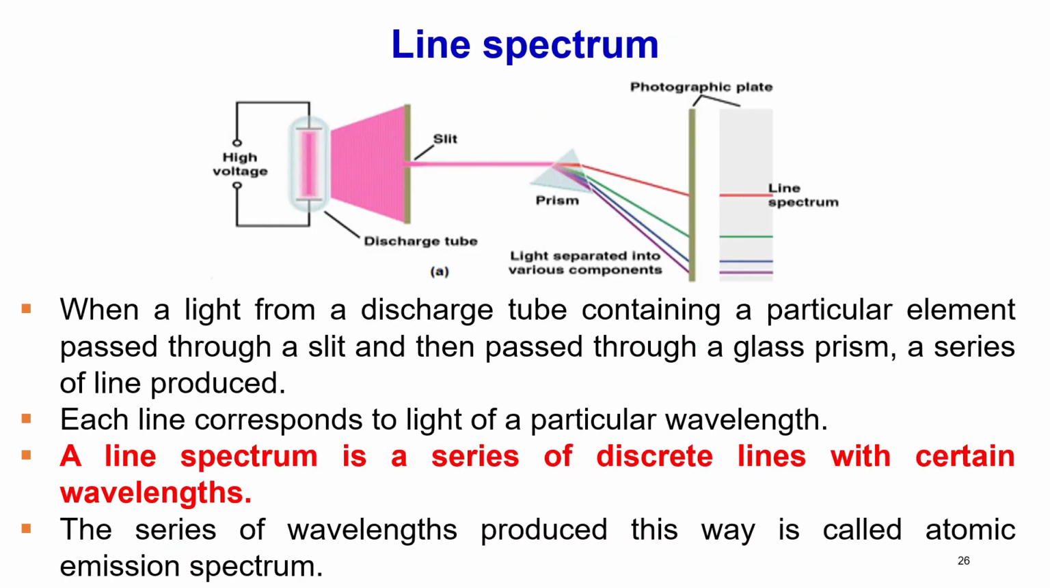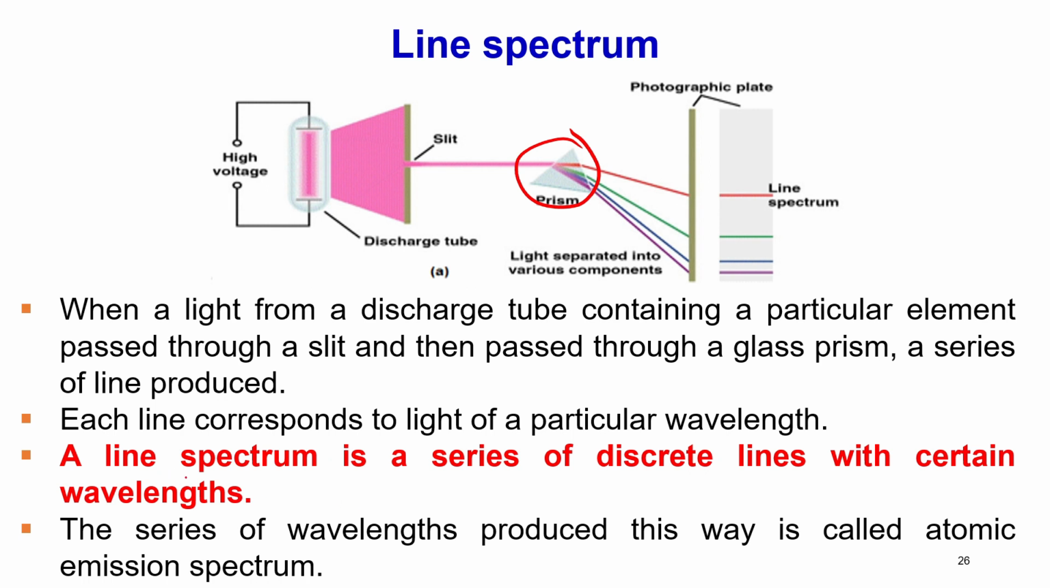For line spectrum, when light from a discharge tube containing a particular element passes through a slit and then through a glass prism, a series of lines is produced. Here we put the glass prism. Each line corresponds to light of a particular wavelength. A line spectrum is a series of discrete lines with certain wavelengths.